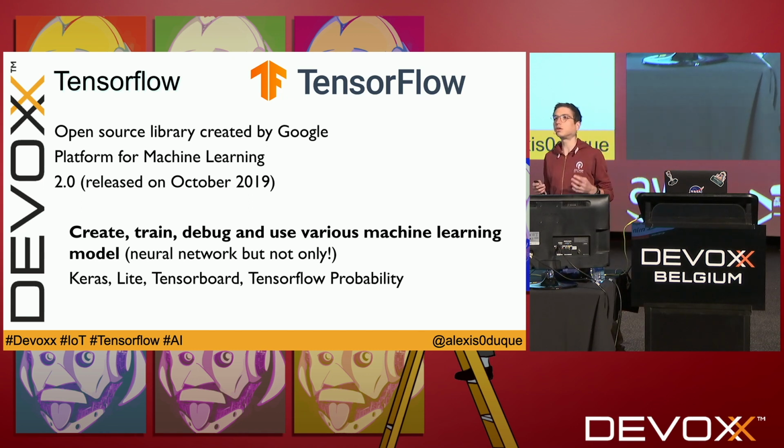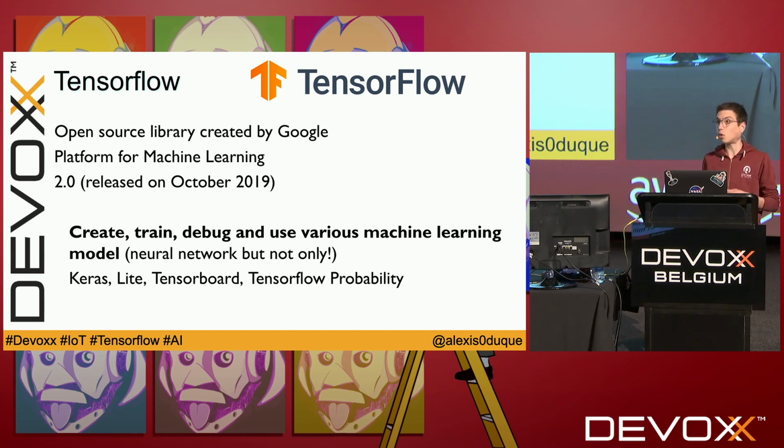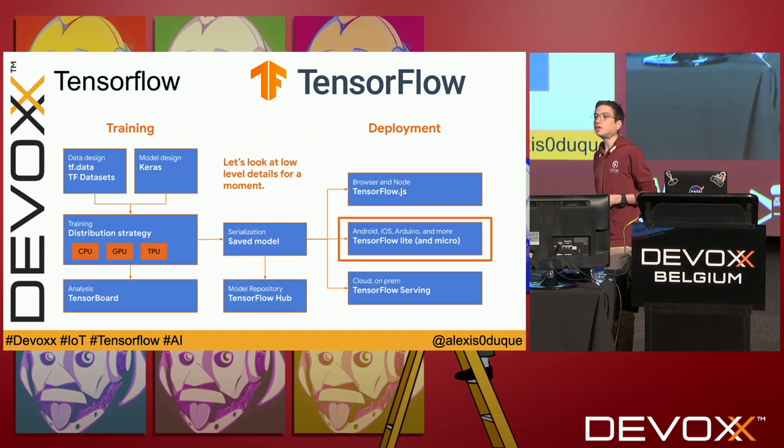I'm not an expert on every component, but you can use Keras to create a neural network. You can use TensorFlow Lite, which I will show you in a few minutes. There is TensorBoard, a tool to debug and monitor when you are training a network. Also TensorFlow Probability, used to do machine learning without neural networks, with probabilistic models. This figure summarizes well all the components of TensorFlow, and you can see that TensorFlow Lite is part of them.